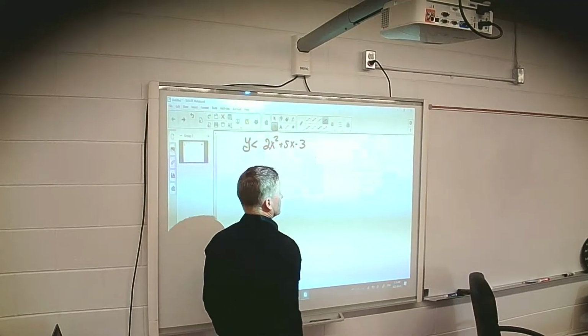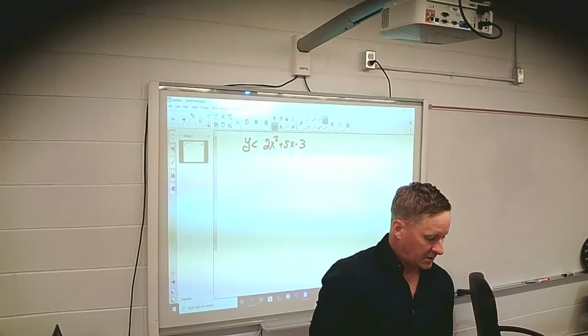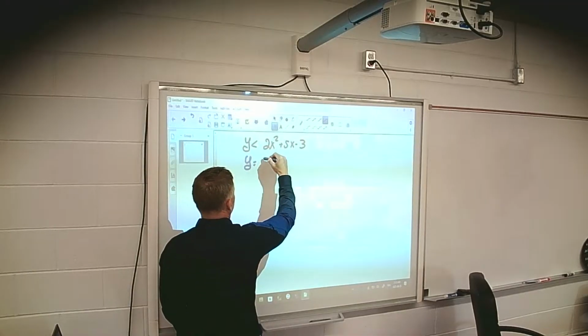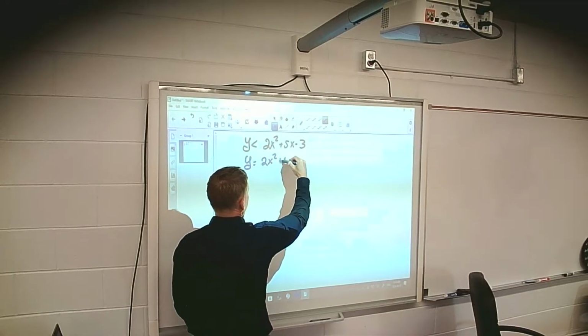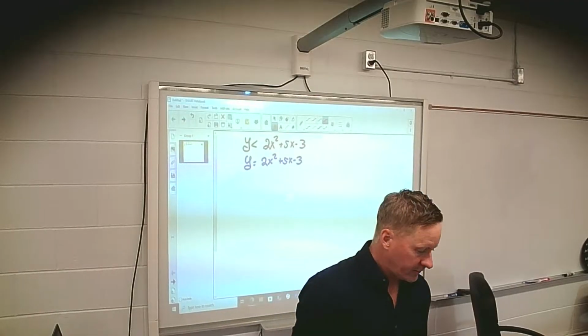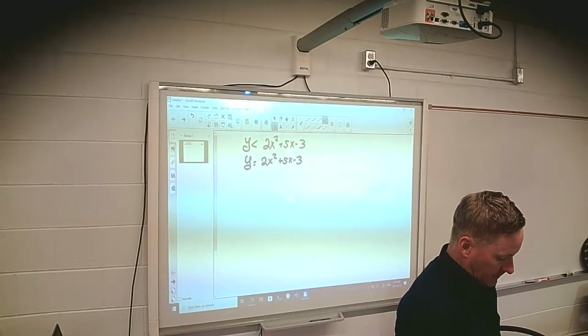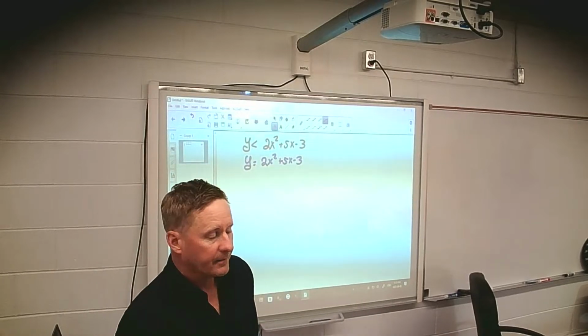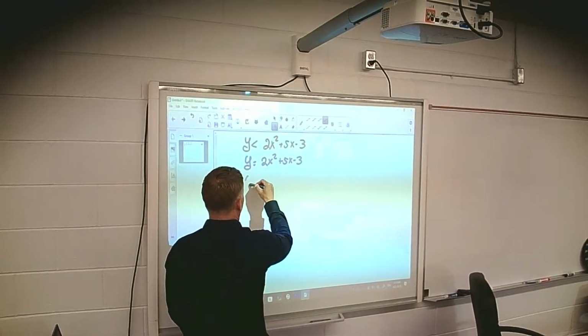Okay, so same. We start by changing this to an equality. y equals 2x squared add 5x subtract 3. We want to find all the information that we can for this graph. And it even says use the graphing calculator to do it. But what we'll do is we'll start by finding our intercepts.